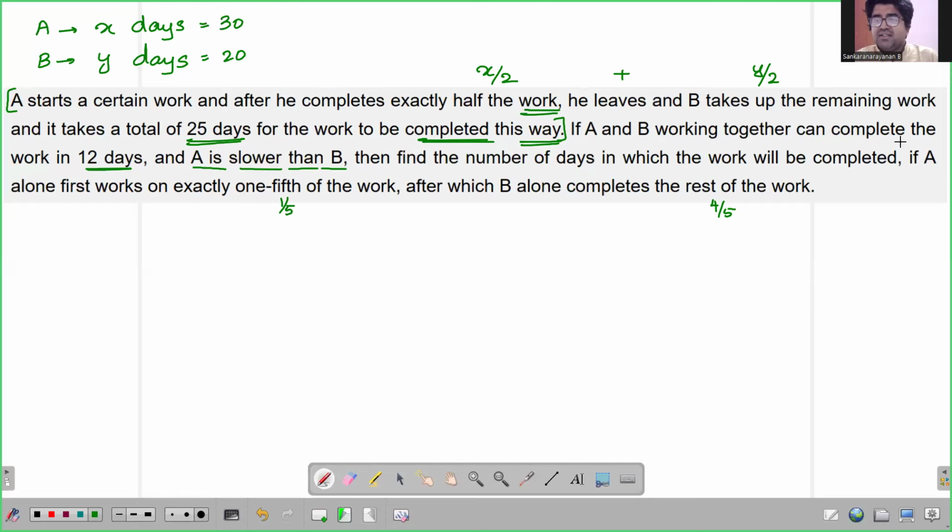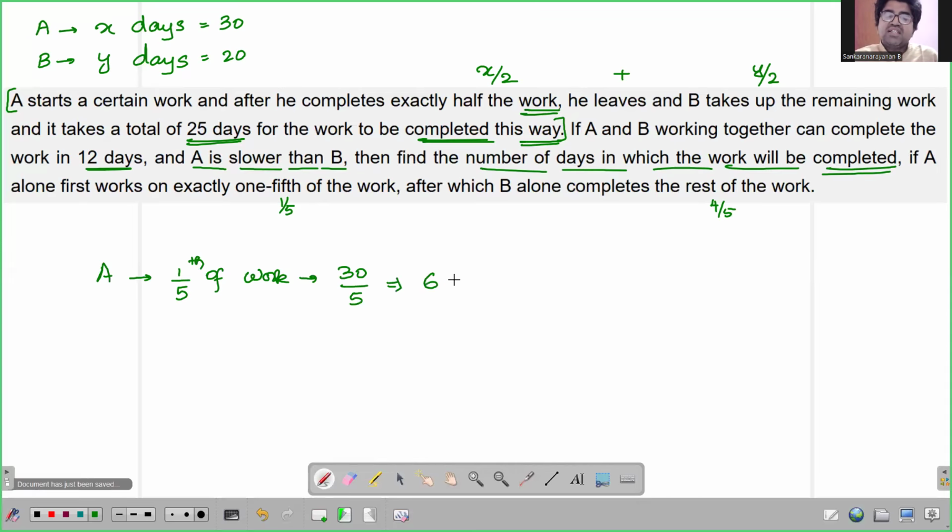Now look at this. The question is to find the number of days in which the work will be completed if A is doing 1/5 of the work. Please note, for doing 1 unit of work, A is taking 30 days. In order to do 1/5 of the work, A will be taking 30 divided by 5. That is equal to 6 days. So in 6 days, A would have completed 1/5 of the work.